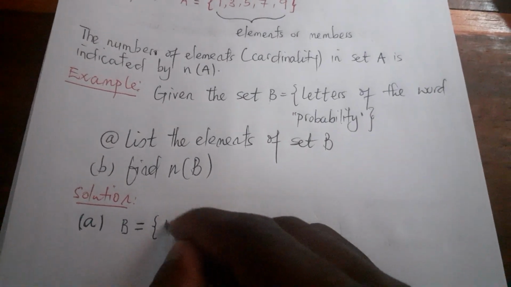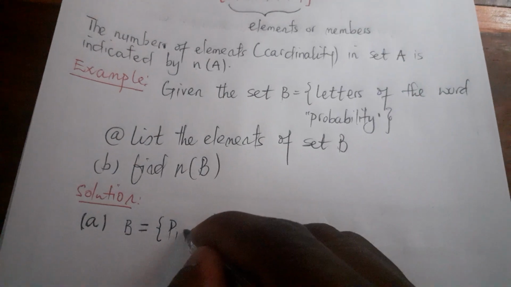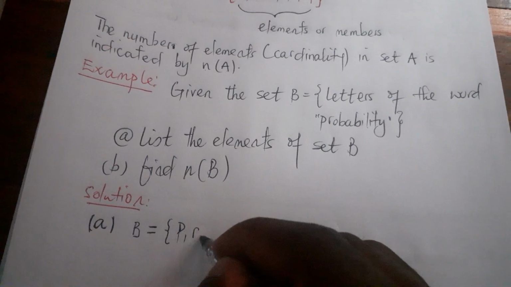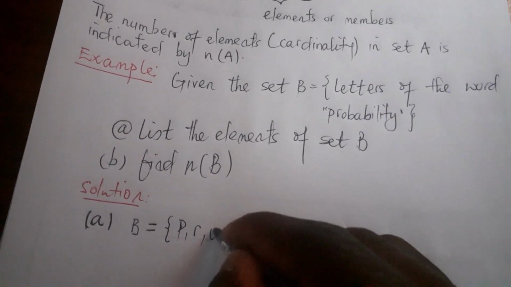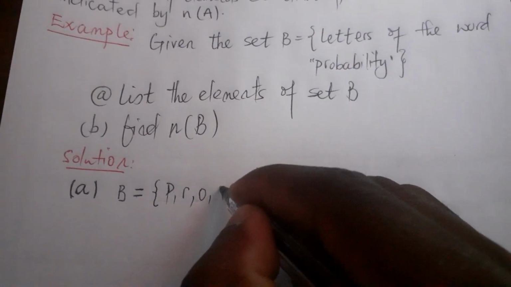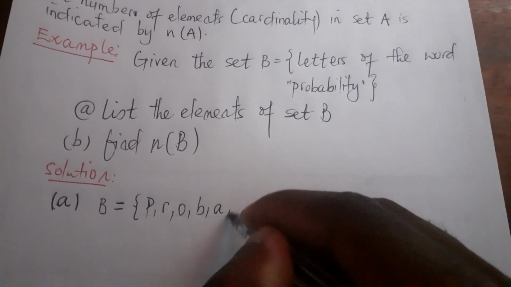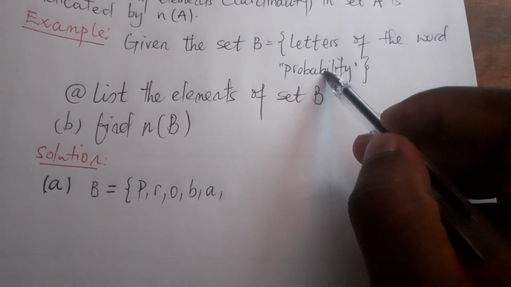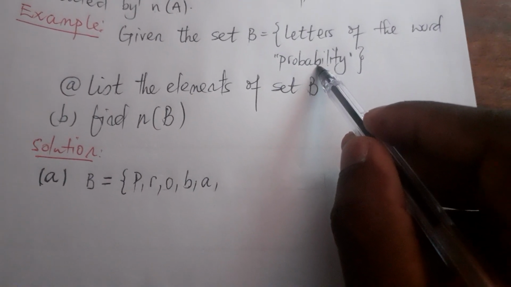We have P. We write P and then comma, and then we have R. We write R, comma, and then we have O. We write O, comma, and then we have B. We write B, comma. We have A. We write A, comma, and then we have B again. Now, because we have written B already, we do not need to repeat the B.